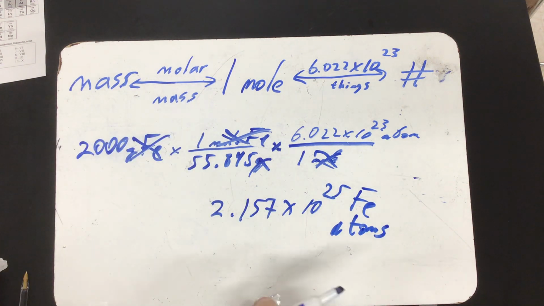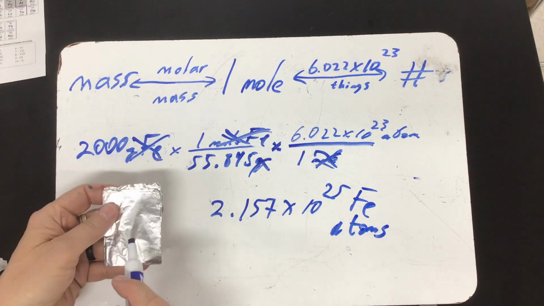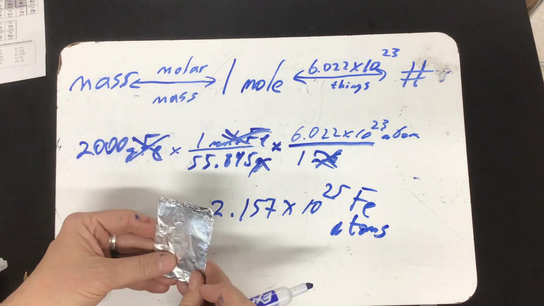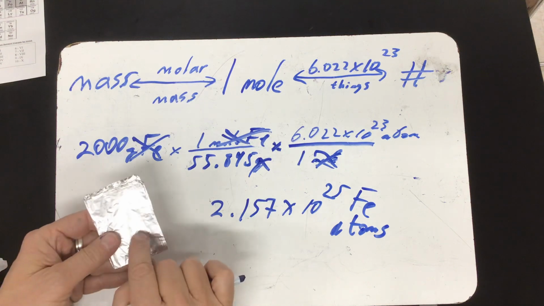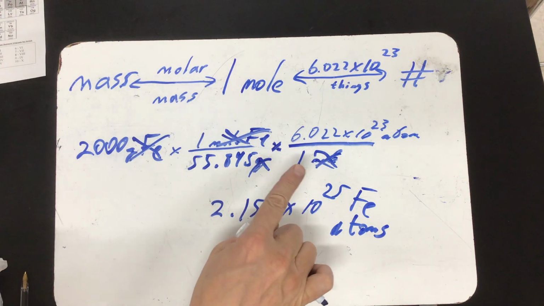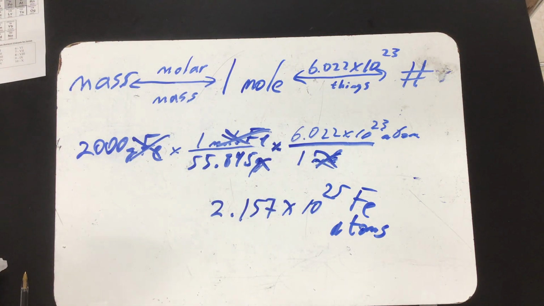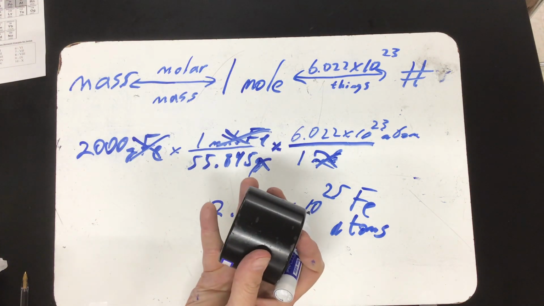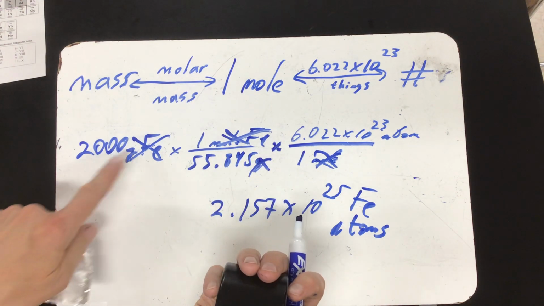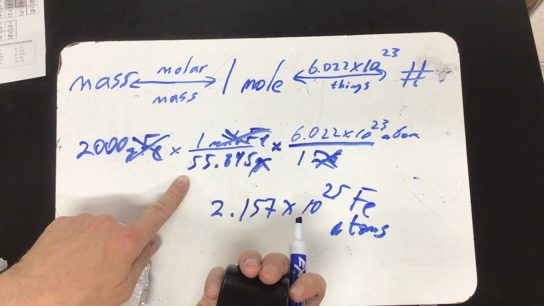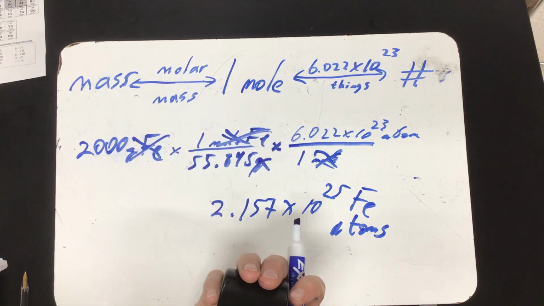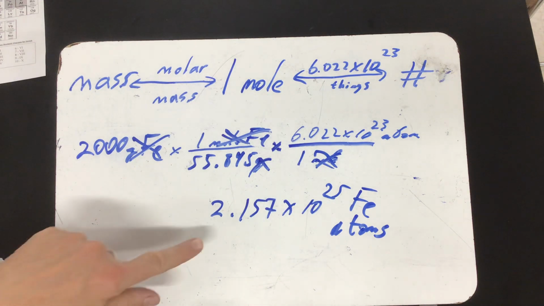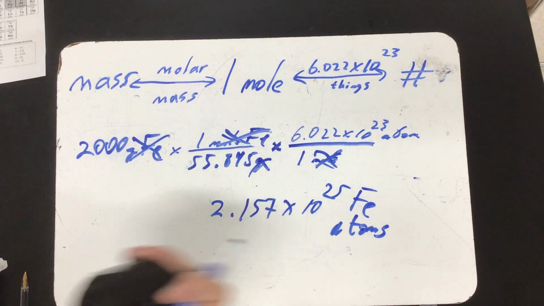All right, so I weighed the aluminum originally. I divided by its molar mass of aluminum and multiplied by Avogadro's number to get the number of aluminum atoms. When I moved over to the iron, I took its mass in grams, divided by the molar mass of iron, and then multiplied by Avogadro's number to get the number of iron atoms in this sample.